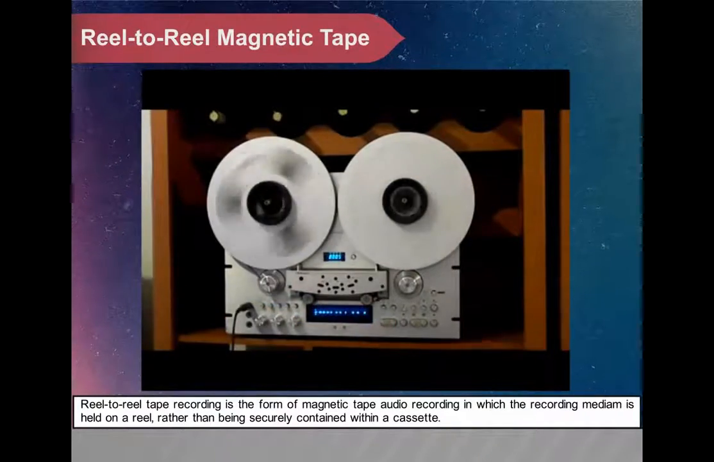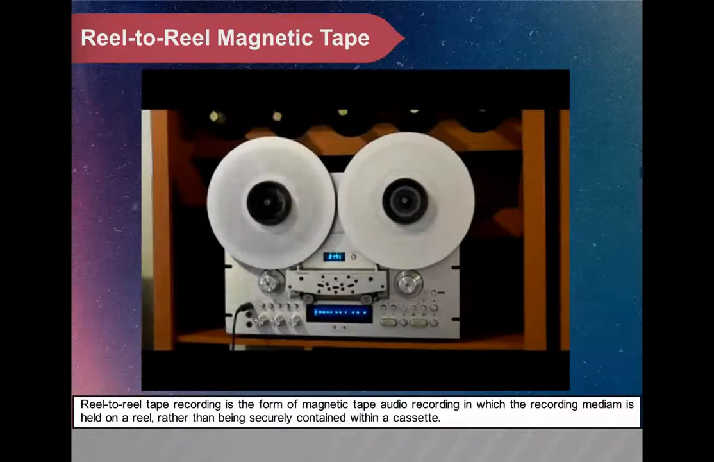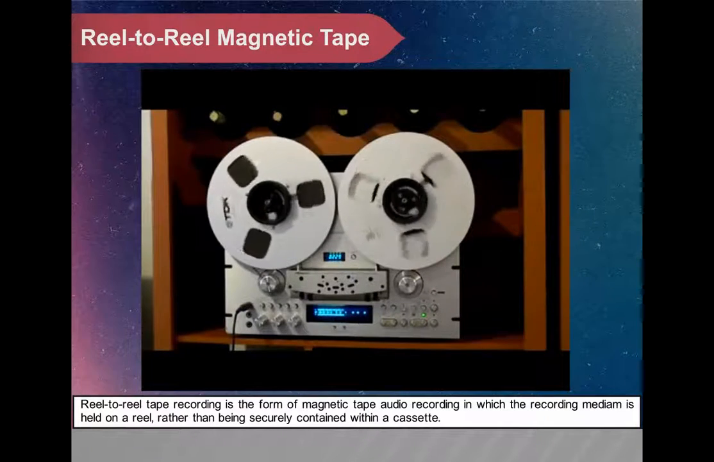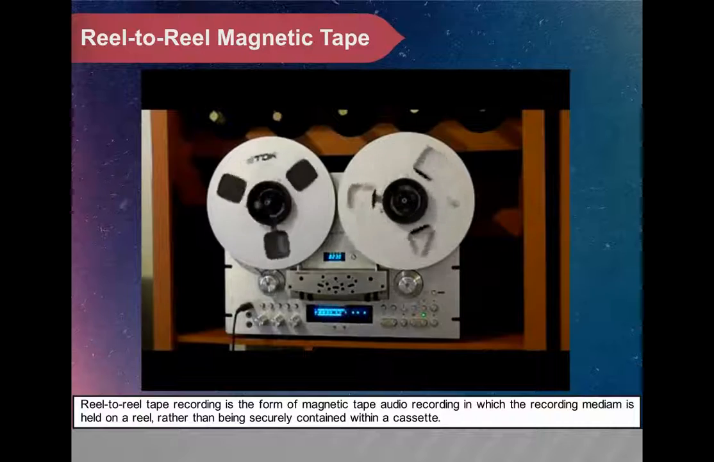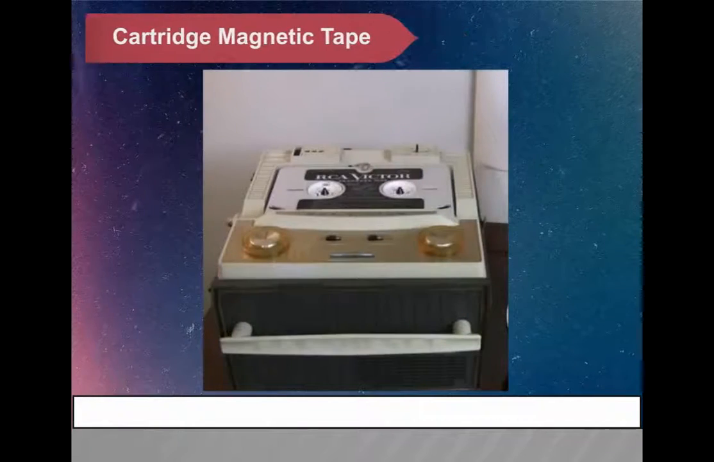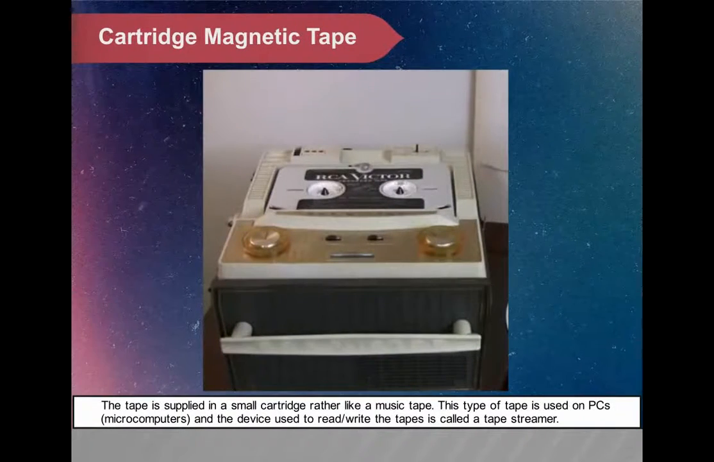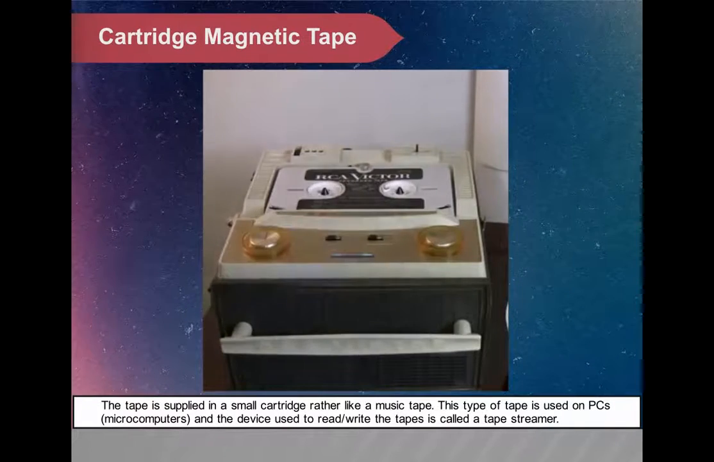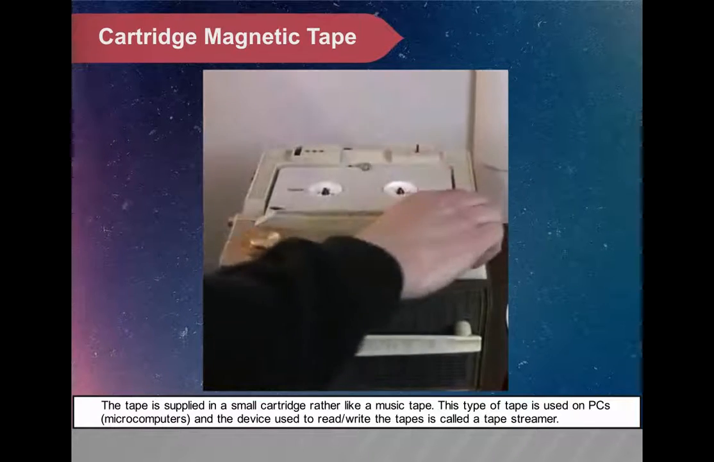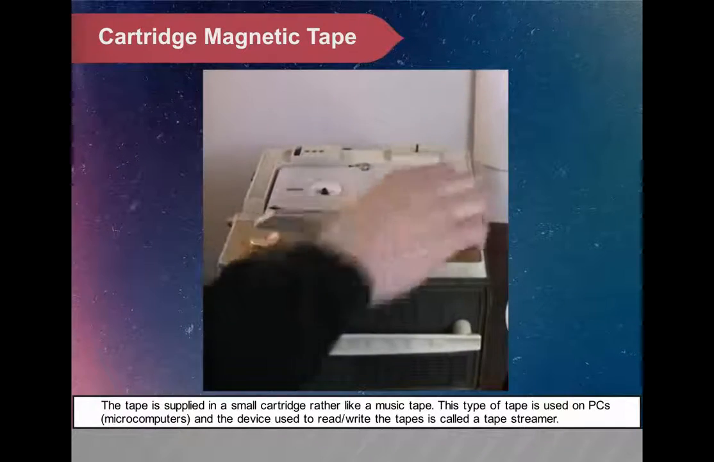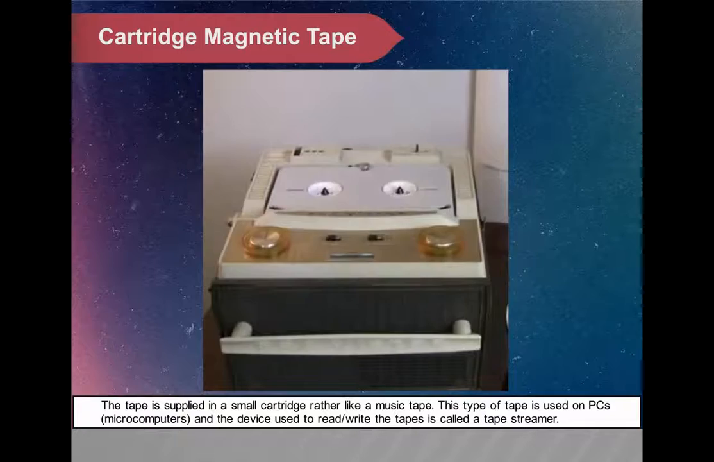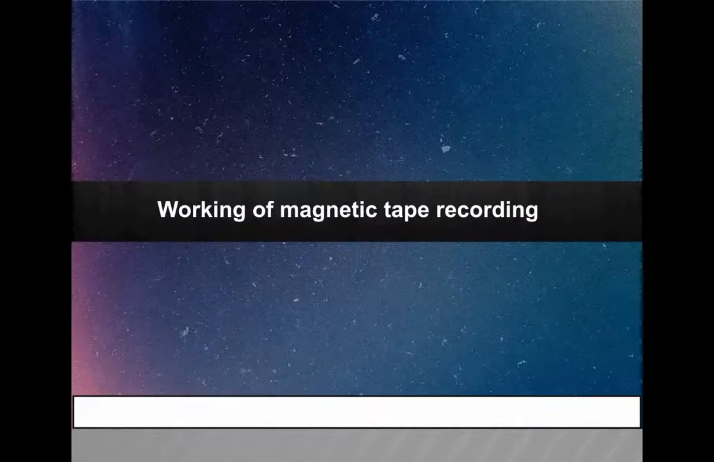Reel-to-reel magnetic tape. Reel-to-reel tape recording is a form of magnetic tape audio recording in which the recording medium is held on a reel rather than being securely contained within a cassette. Cartridge magnetic tape. The tape is supplied in a small cartridge rather like a music tape. This type of tape is used on PCs or microcomputers, and the device used to read or write the tapes is called a tape streamer. Working of magnetic tape recording.